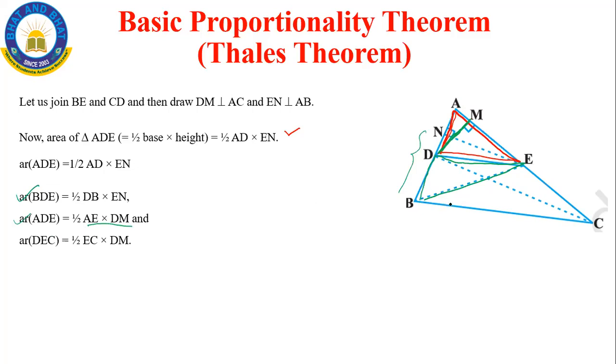Finally, we have to consider the triangle DEC, that is this triangle, DEC, this part. For triangle DEC, it will be half into EC. If EC is considered as base, then DM will be the perpendicular. I have to draw DM as perpendicular. I will get area of DEC as half into EC into DM.